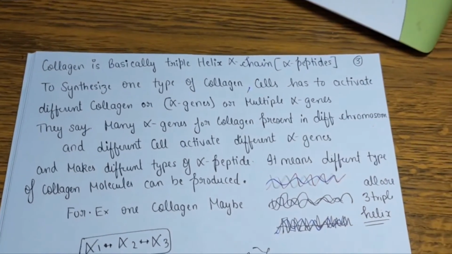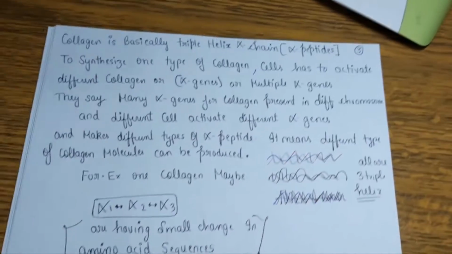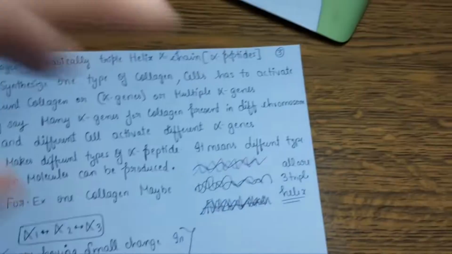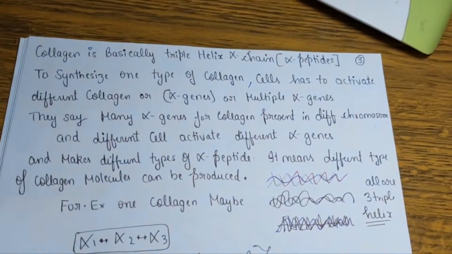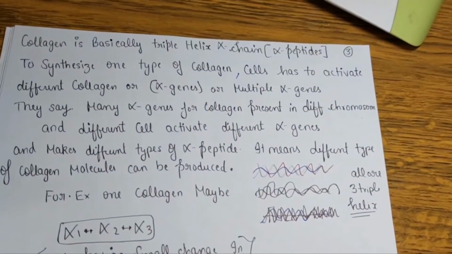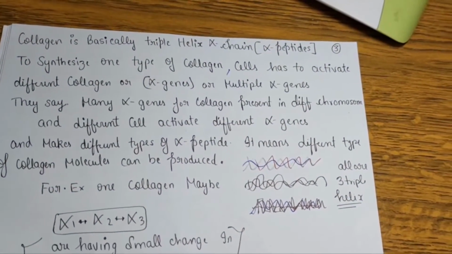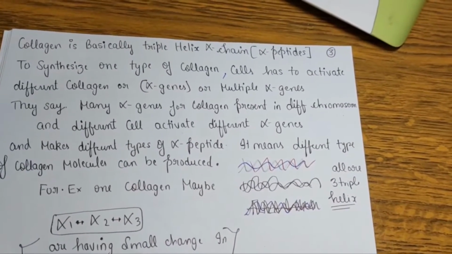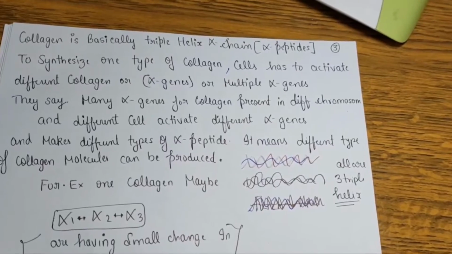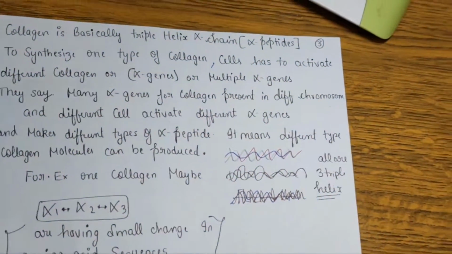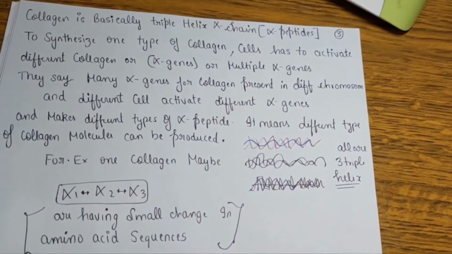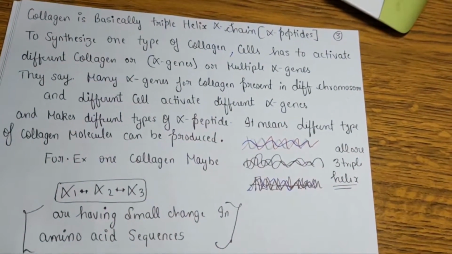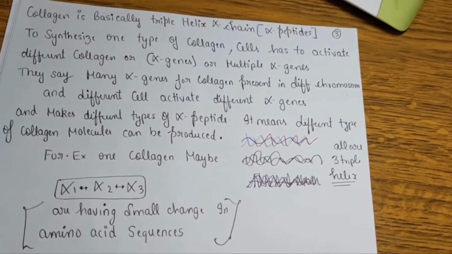Collagen is basically a triple helix of alpha chains. There are three alpha chains which form the helix, that is the collagen protein. To synthesize one type of collagen, cells have to activate different collagen genes or alpha genes. Many alpha genes for collagen are present on different chromosomes and in different cells. Therefore different cells will activate different alpha genes and make different types of alpha peptide or alpha protein.